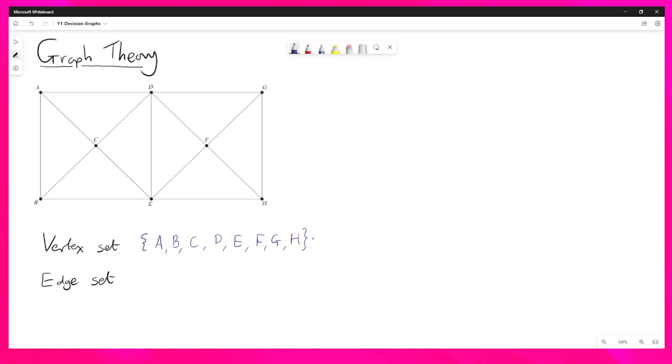The edge set is going to be the set of all of the edges in the graph, which is going to be a much bigger set, because we've got the edge AB, the edge AC, AD, and so on. I'm not going to write out the whole set, but you can see the idea here. So the vertex set is the list of all the vertices in the graph. The edge set is the list of all the edges in the graph.